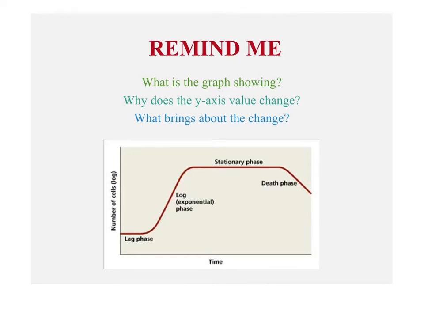You might notice already, before even spending too much time looking at the graph, we're losing the log number. And if you're not sure what the log number is, we're going to go through it. And then finally, what brings around that change? So why do we have such a significant change in number of cells?